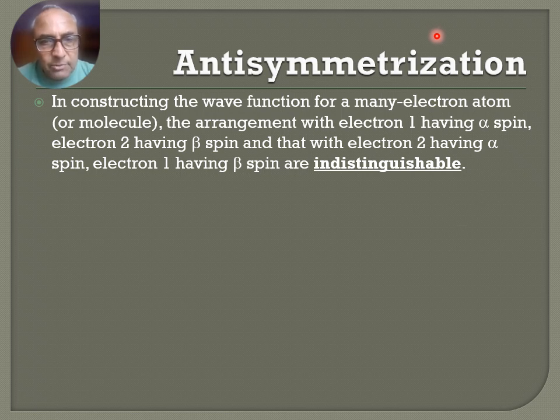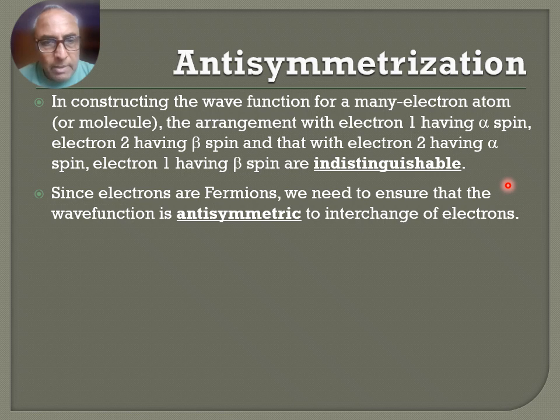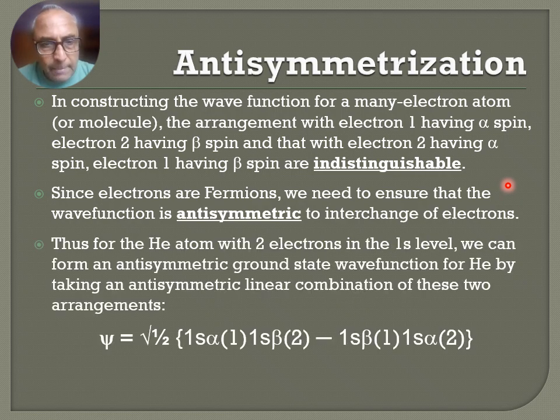1 having alpha spin and electron 2 having beta spin, and that with electron 2 having alpha spin and electron 1 having beta spin are indistinguishable. Since electrons are fermions, we thus need to ensure that the wave function is antisymmetric to the interchange of electrons.